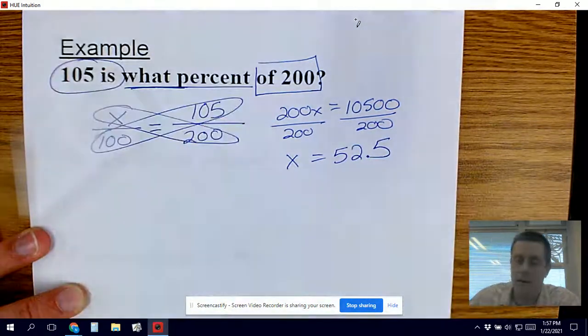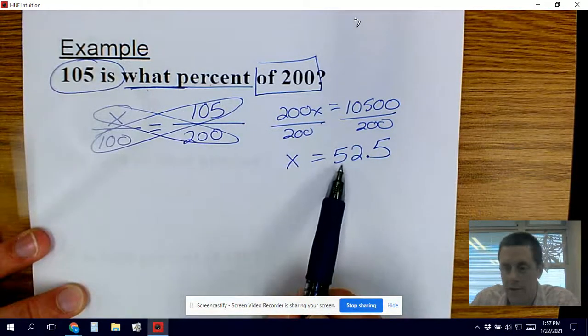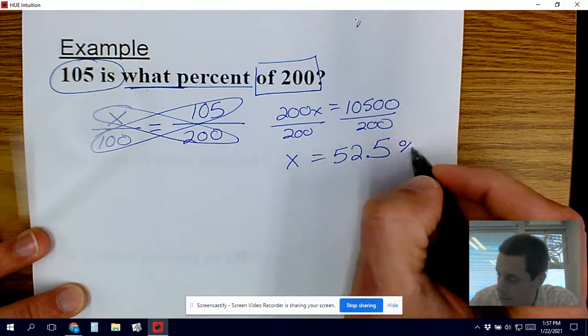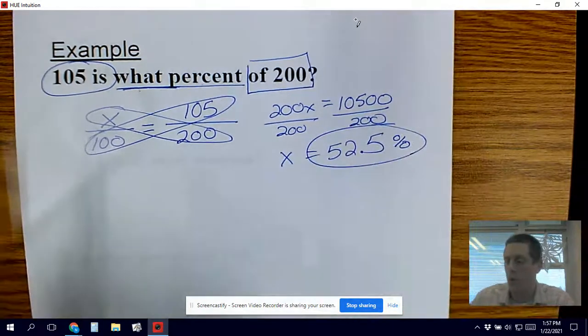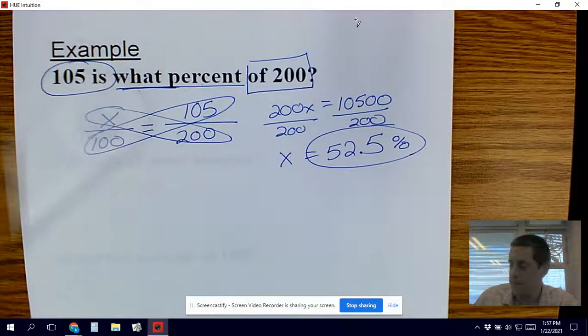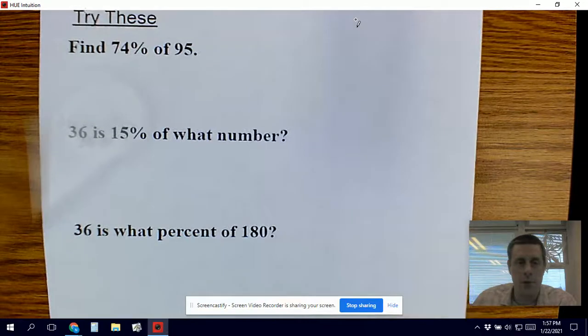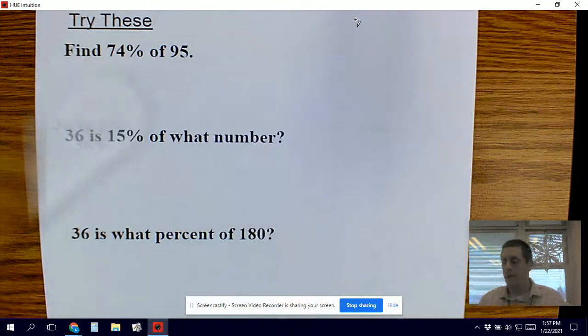52.5. One last thing on this problem, it is asking for a percentage, so our solution, 52.5, is a percentage, so please put a percent sign on it. 105 is 52.5% of 200. All right, I have 3 more problems for you to try on your own. Go ahead, pause the video, record the problems, find the missing value for each one. When you're done, hit play again to check your work to see how you did.